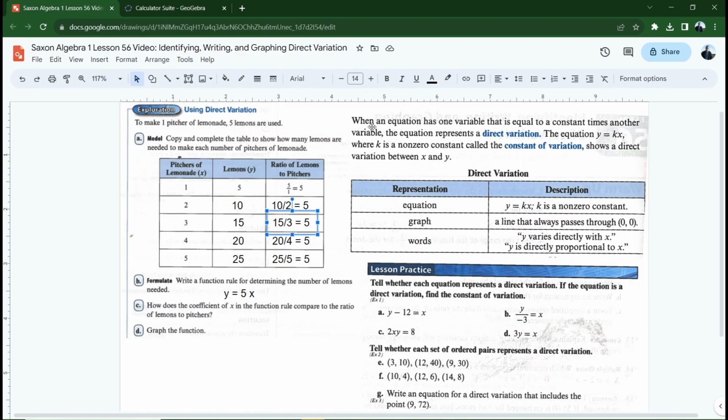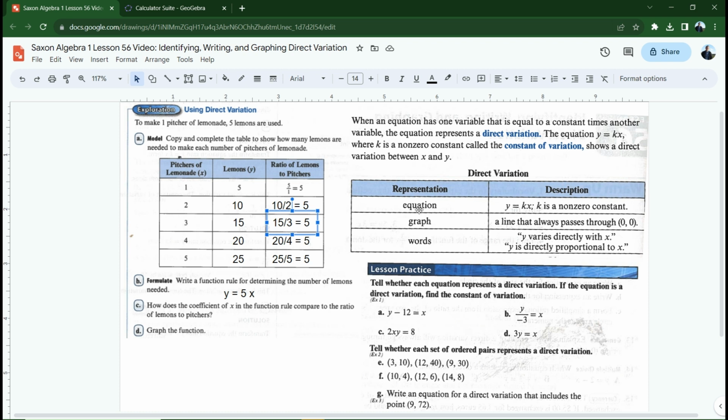Now, what exactly is direct variation? When an equation is one variable that is equal to a constant times another, like y equals 5x, it's direct variation. The equation simply is y equals k times x, where k can't be 0, and it's called the constant of variation. K, by the way, can be negative, okay? It doesn't have to be positive. K can be a fraction. But the thing is, it has to be some constant times x, and that is direct variation.